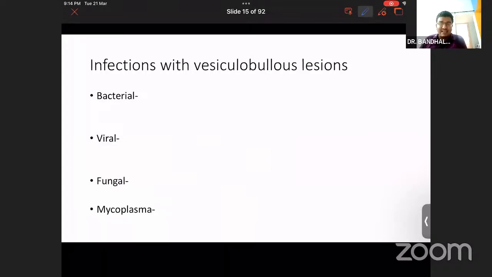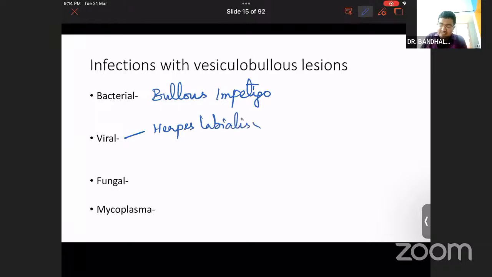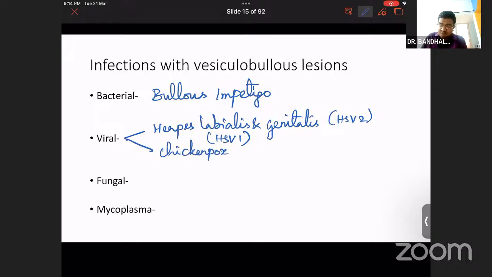For example, if we see bacterial, we know bullous impetigo is the important infection with vesiculobullous lesions. The name itself implies. In viral, herpes labialis and genitalis are common. These are caused by HSV 1 and 2. Another important thing is chickenpox and herpes zoster. And that is hand, foot, mouth disease, which we have seen in the question.